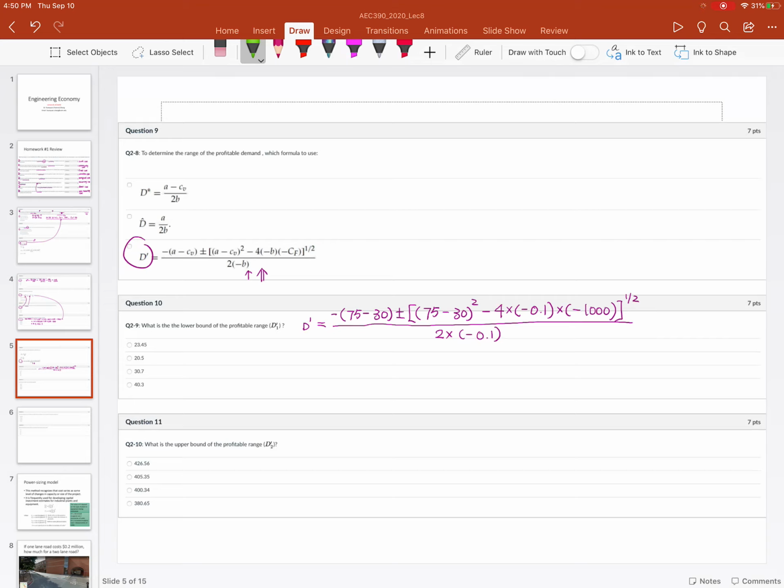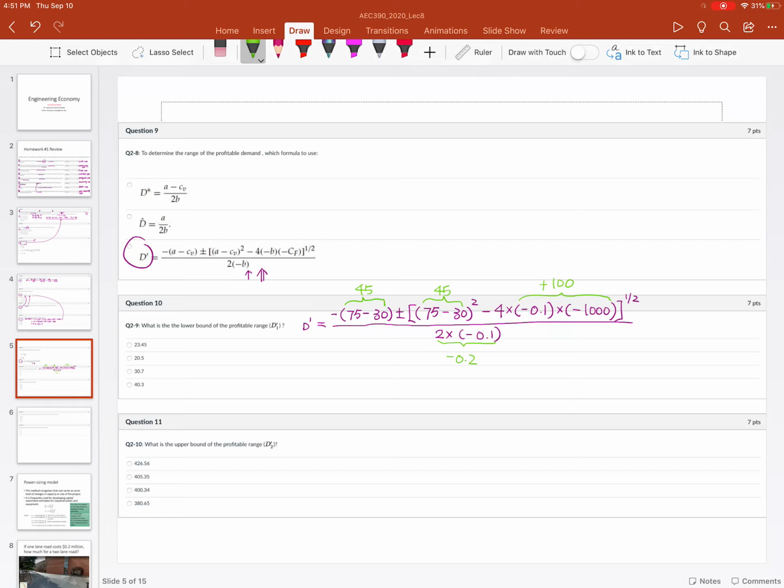And then you are going to do the calculation within the parentheses first. So first you do 75 minus 30, that's going to be 45, right? And this is 45, but you don't forget about the square, the power of 2. And this, negative times negative is positive, 0.1 times 1000 is 100. And this, the product is negative 0.2.